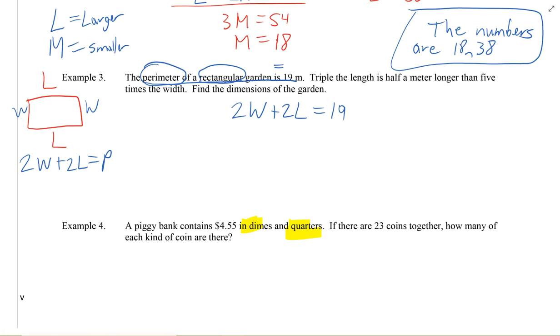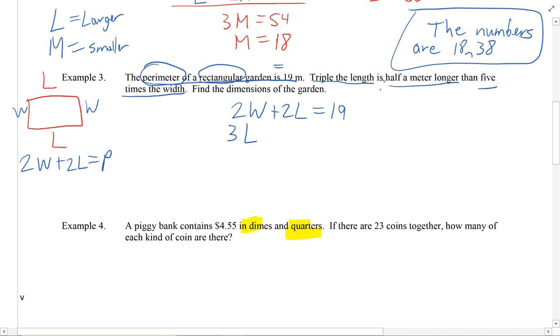So here's a tough one now. Triple the length is half a meter longer than 5 times the width. So which one's longer? Triple the length or 5 times the width? Yeah, so if you cross this out, triple the length is longer. It says that in the words. Okay, so that has to go first in our subtraction.